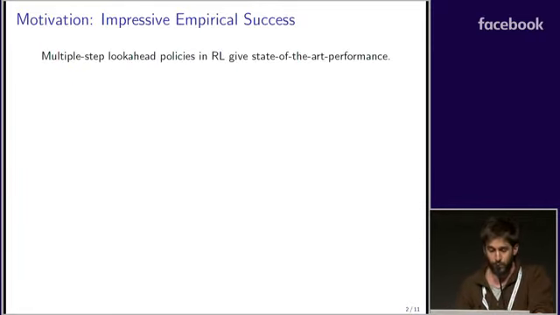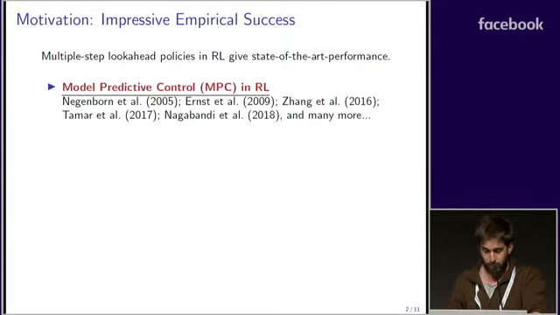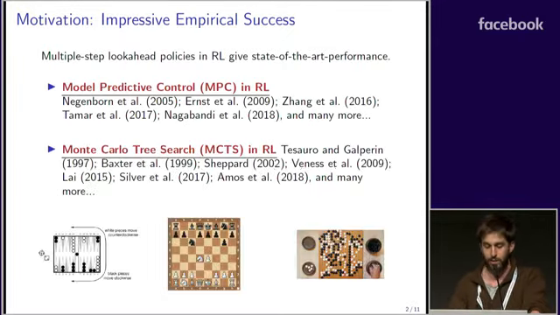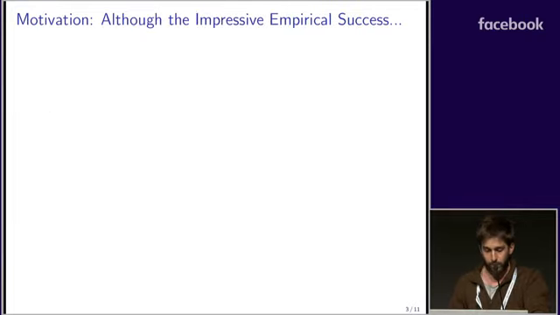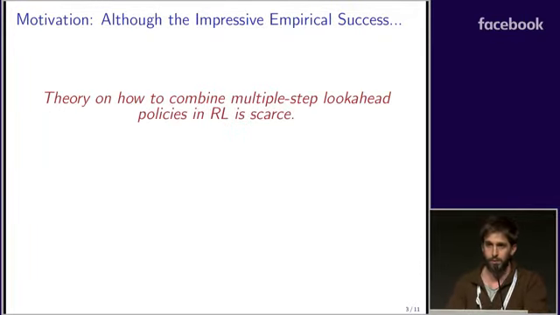The motivation for this work is basically the fact that multiple-step look-ahead policies in reinforcement learning give state-of-the-art performance, as everybody probably knows. And for example, by combining MPC or by using MCTS in reinforcement learning, impressive empirical success has been achieved in the past. Although there is this impressive empirical success, theory on how to combine multiple-step look-ahead policies in reinforcement learning is scarce.